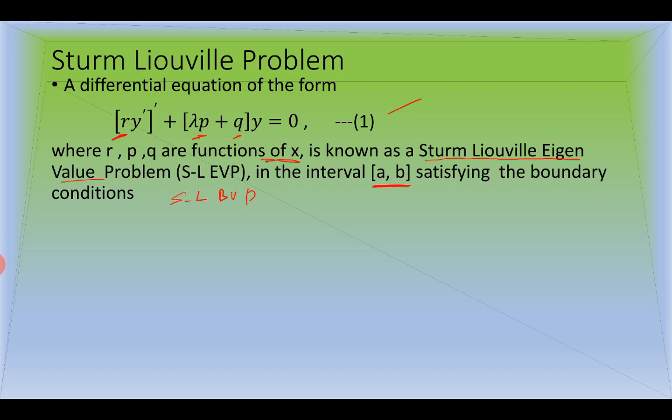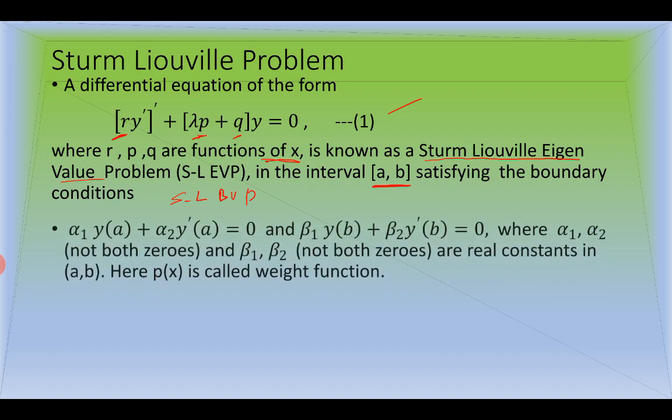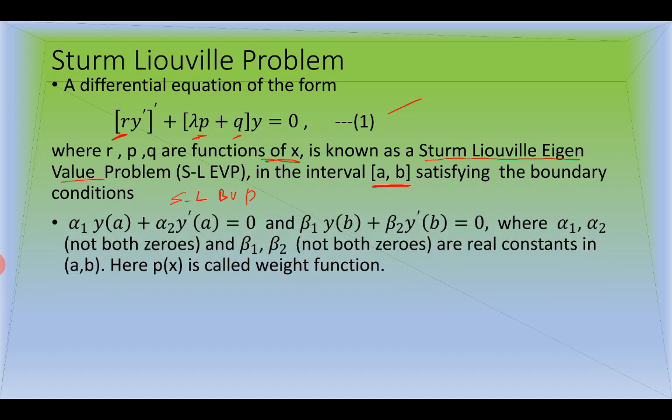In the closed interval a and b, satisfying the boundary conditions, this one, the first boundary condition, you can call it alpha 1 y of a plus alpha 2 y prime of a. It deals with the lower limit of the interval, y at a, y prime at a. The linear combination is equal to 0. The second boundary condition deals with the upper limit of the interval. So from the boundary conditions, you will understand what the lower limit and the upper limit of the function are.